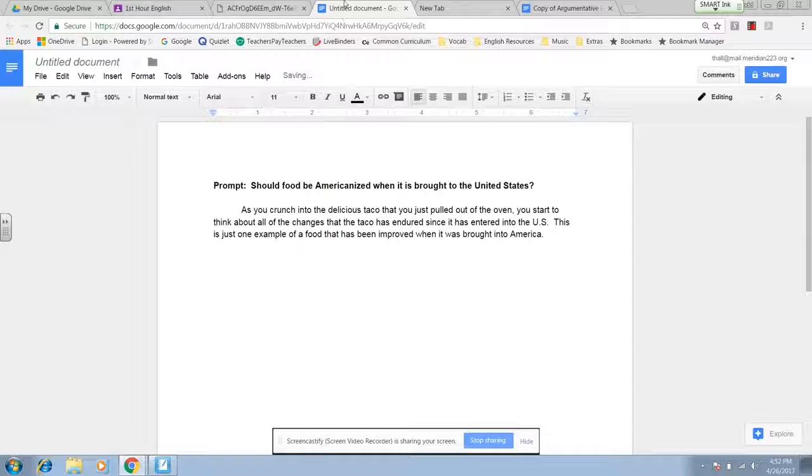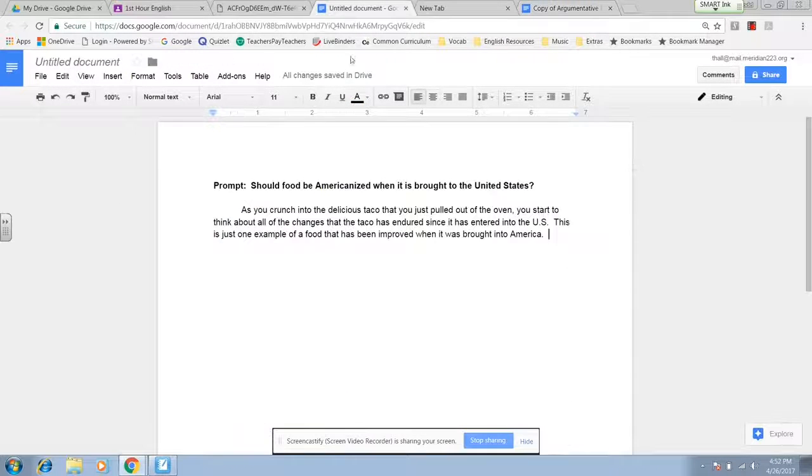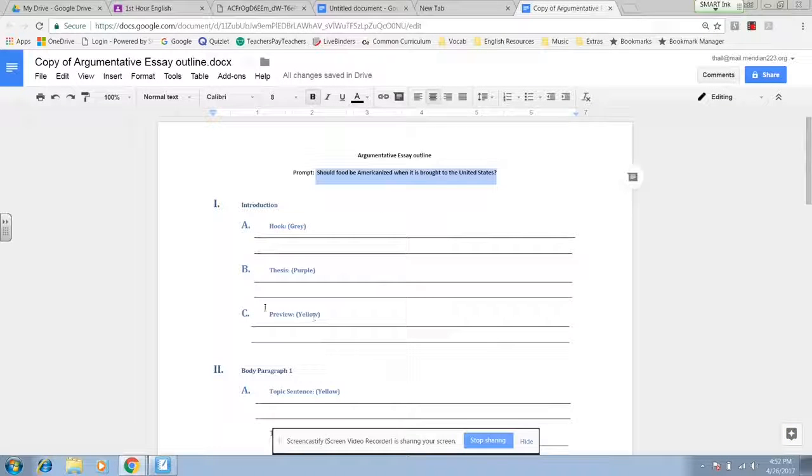Okay, my next thing I need to do, so that's my hook sentence, and it leads me into my thesis statement. Remember, our thesis tells a reader what the whole entire paper is going to be about. This is where I give the side that I'm on, and it's a very easy sentence to write. All I have to do is restate and answer this question. So when I restate and answer, I'm going to put food should be Americanized when it's brought to the United States.